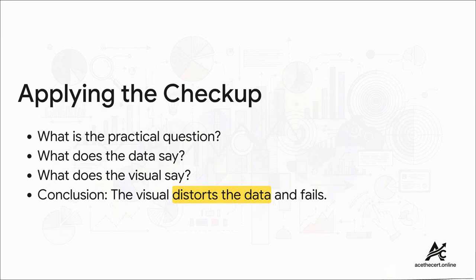Okay. Question 2. What does the data actually say? Well, the numbers show organic search is only a little bit ahead of social media. It's close. But now for question 3, what does the visual say? The visual is screaming that organic is miles ahead. So you see the problem. The visual is completely distorting what the data says.